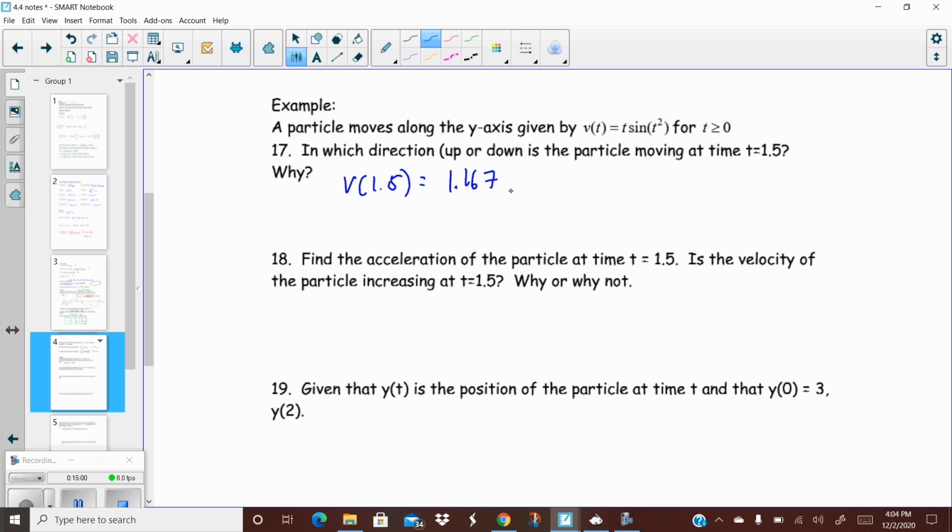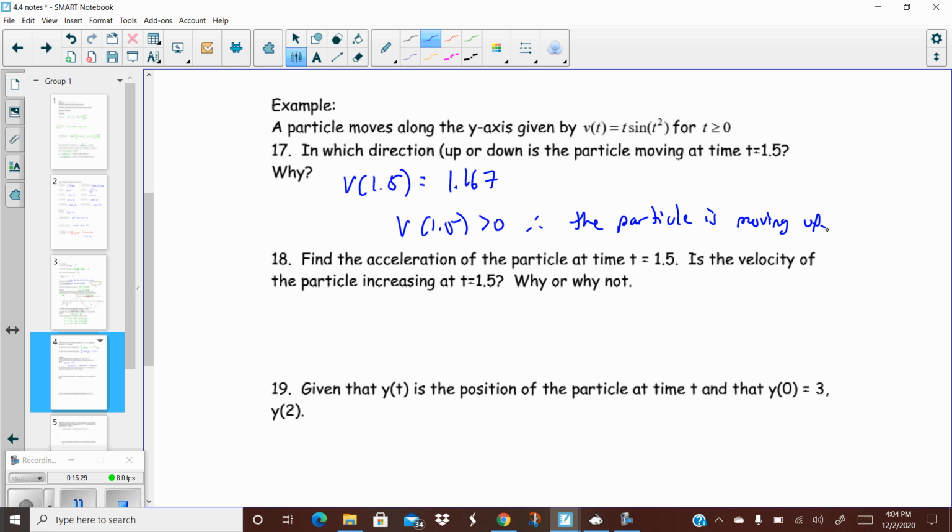But there's your velocity. The velocity is positive, so we would say v of 1.5 is greater than 0. Therefore, that's what those 3 dots in a triangular shape mean. Therefore, the particle is moving up. Okay, so that is what the particle is doing in the y direction. So we've given the actual explanation for it.